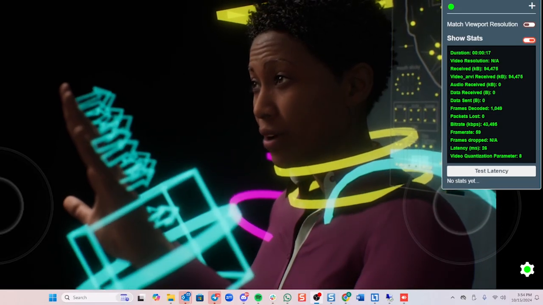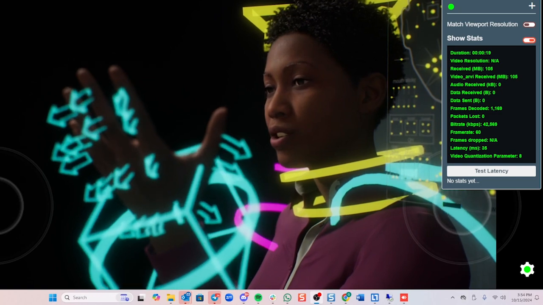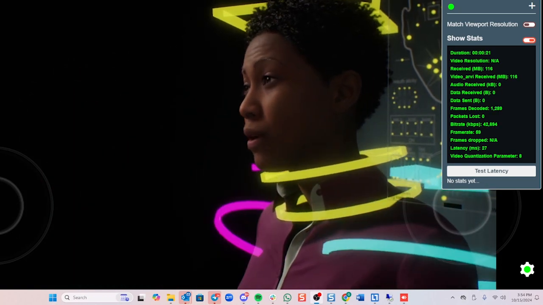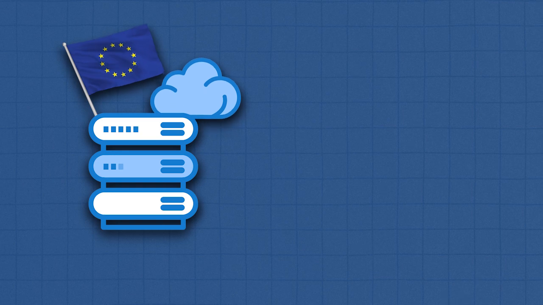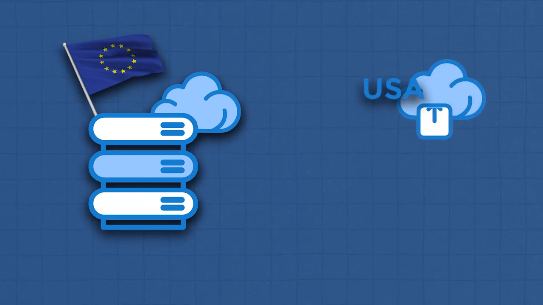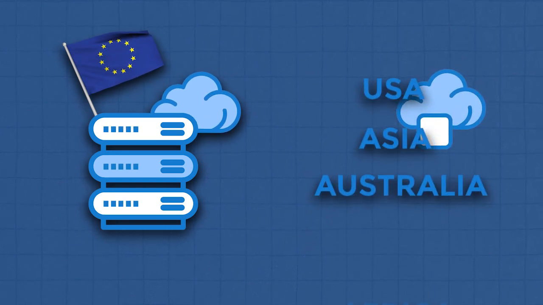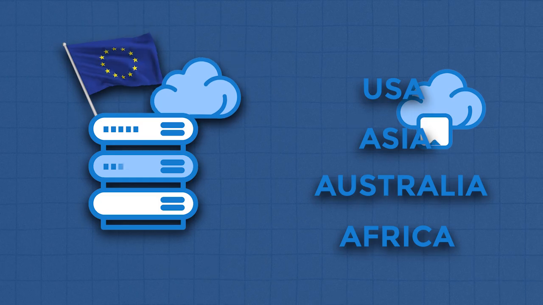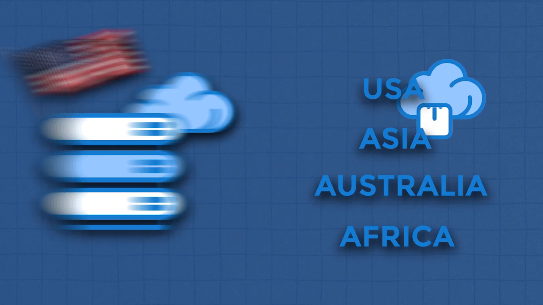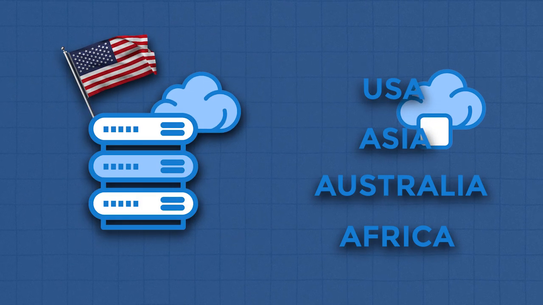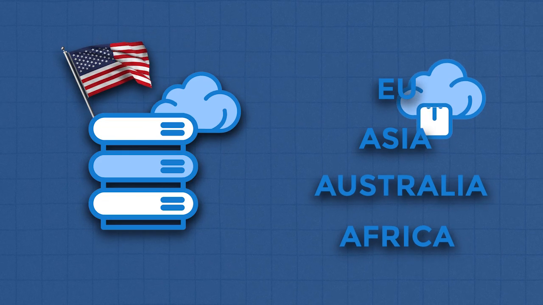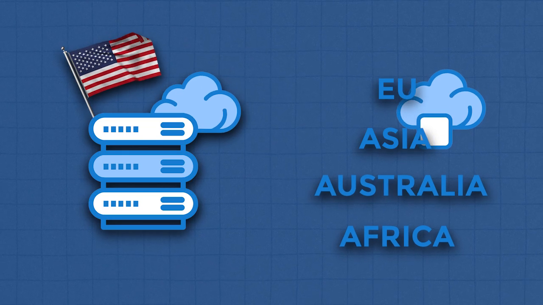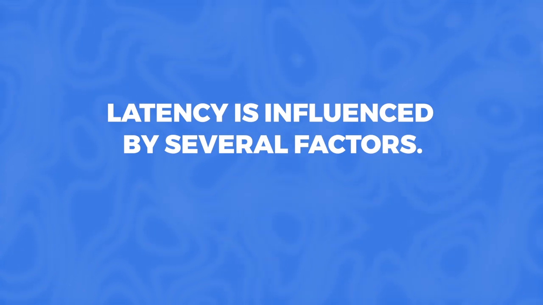When pixel streaming an Unreal Engine application, latency will vary depending on the user's location relative to the server. If you use our EU server, users in the USA, Asia, Australia, and Africa will experience increasing latency in that order. If you use our USA server, users in the EU, Asia, Australia, and Africa will face increasing latency in that order. Latency is influenced by several factors.